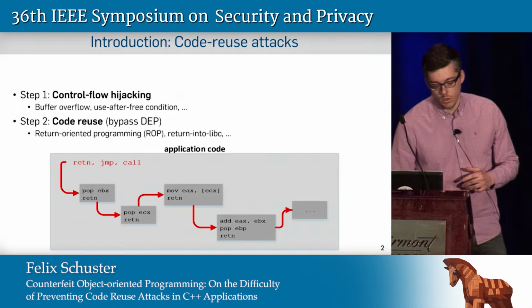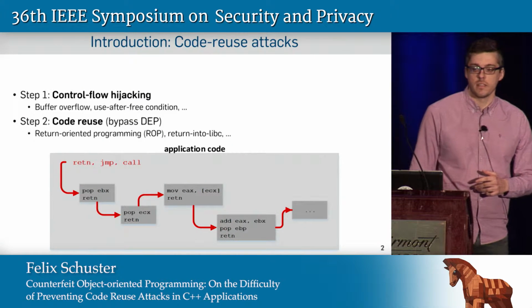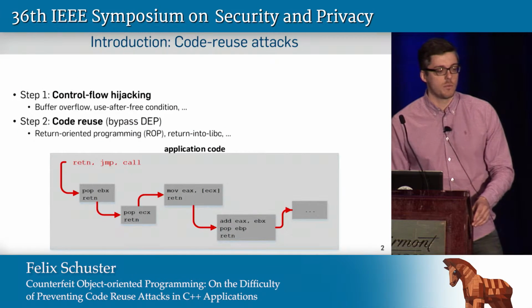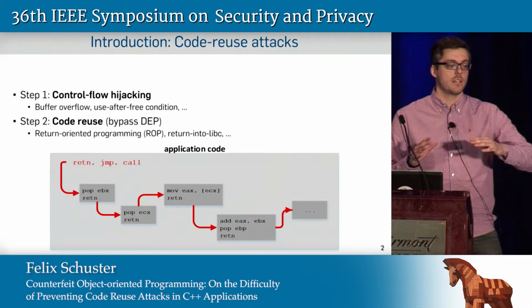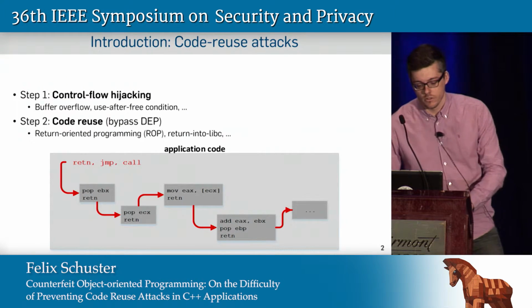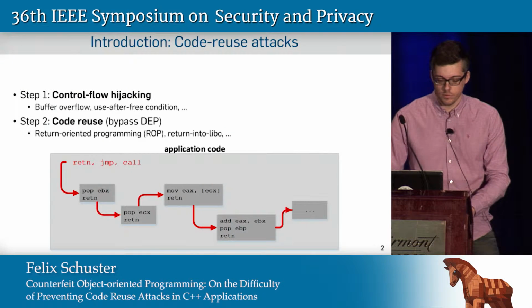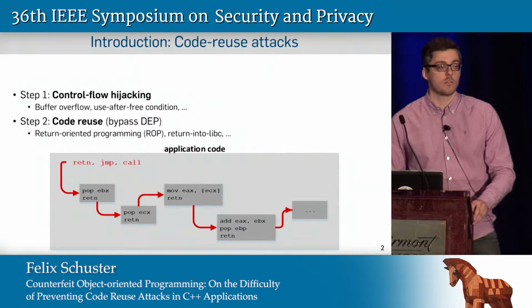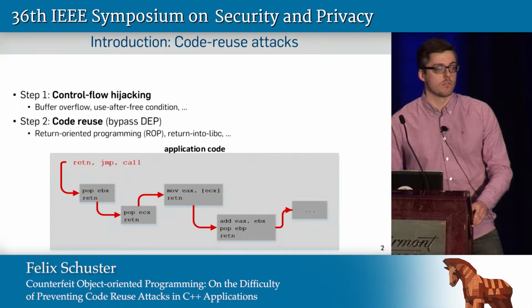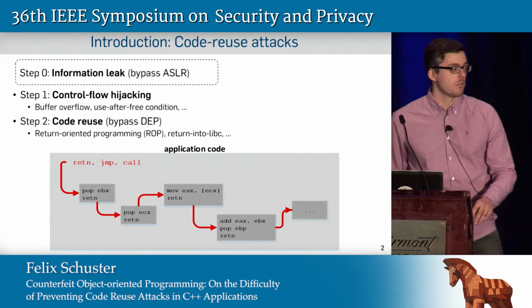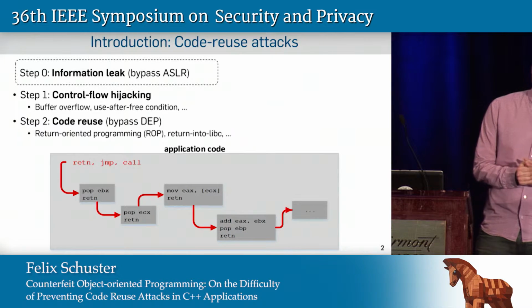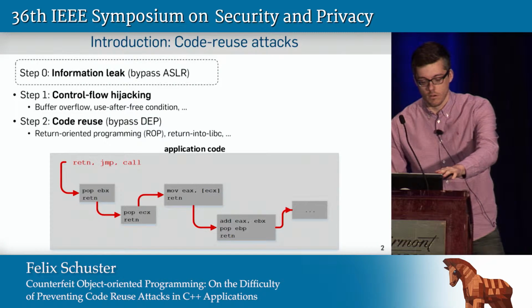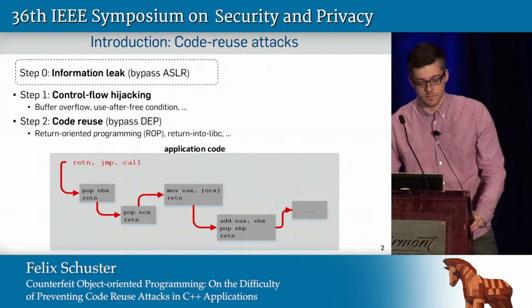For example, in ROP, the attacker injects a fake stack and then pivots the stack pointer to the stack such that short chunks of code are chained together, ending in returns, such that some malicious computation is performed. Of course, for a code reuse attack, the attacker needs to know the locations of the code chunks he wants to reuse. So usually there's also an initial step, the information leak, where the attacker needs some vulnerability to infer the base address of executable modules in an application address space.